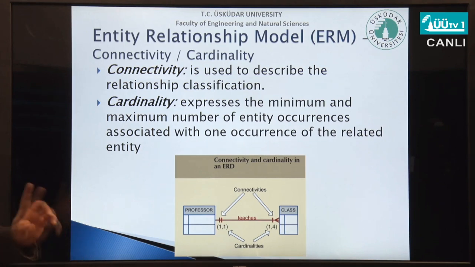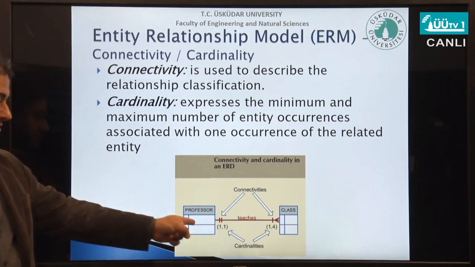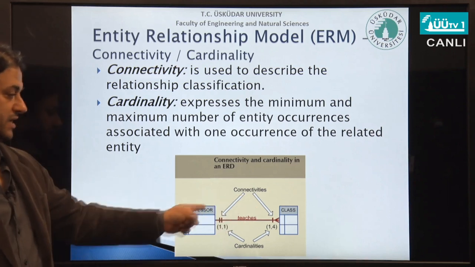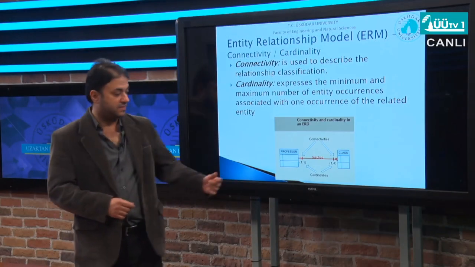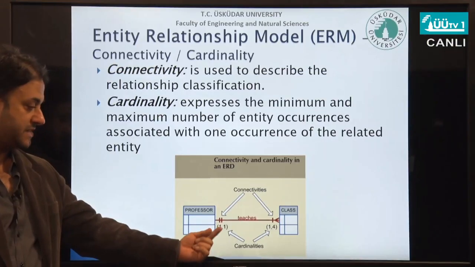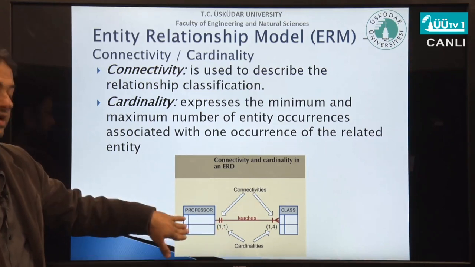Now, the relationship, which is the one before, is one-to-many: one professor and many classes. This is what we term one-to-many. And now with the cardinality, we say that the minimum number of professors is 1, and the maximum number of professors is 1. So the one side is 1.